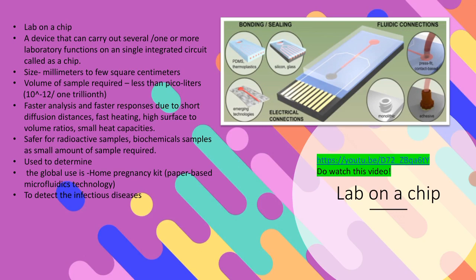Okay, now this is also used to determine various types of diseases. A very famous example of the lab on a chip method, with global use, is the home pregnancy kit. Paper-based microfluidics technology is used in this. With the sample, we can detect the presence or absence of proteins on the chip.